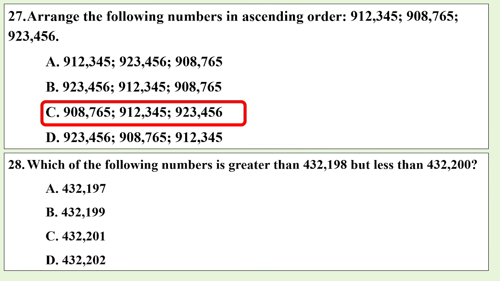Number 28. Which of the following numbers is greater than 432,198 but less than 432,200? So the answer is letter B, 432,199.